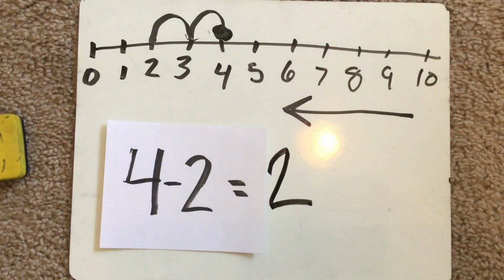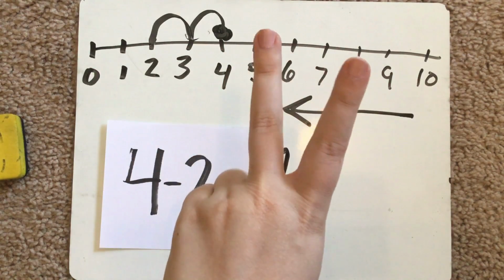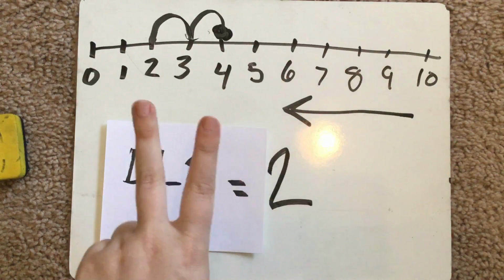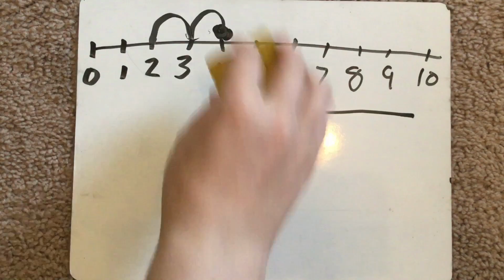I know that the number line can get tricky, so it's always good to check your work. 4, take away 2, equals 2. So I got that answer. Perfect. Let's do one more on our number line.